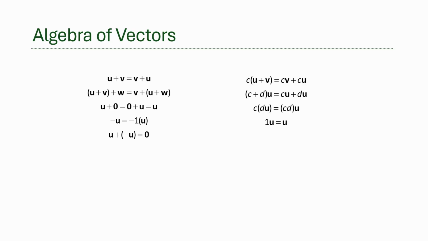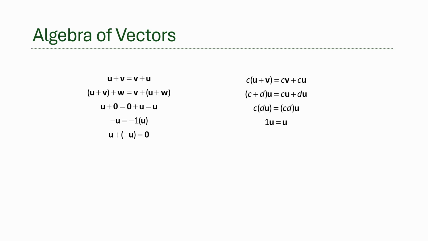Okay, so we've got some basic algebra rules for vectors. You should look through these. These all really just mimic the properties you're already familiar with from multiplication and addition. The first property here, u plus v equals v plus u, just says that vector addition is commutative. The second property says vector addition is associative. The third one says there is an identity element for vectors. It's the so-called zero vector.